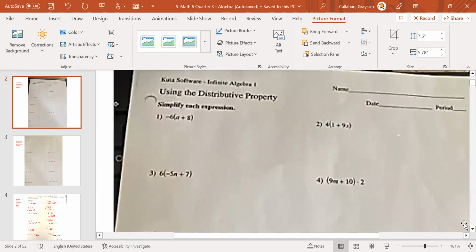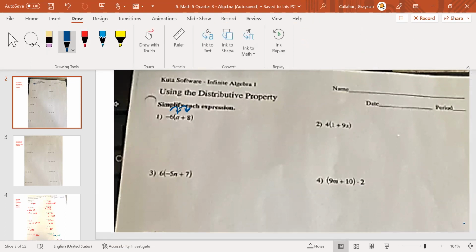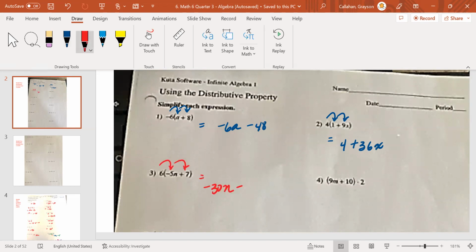All right, so for number 1, I like to call it the rainbow method because essentially what you're doing is just multiplying it in. So you should have negative 6a minus 48. Number 2, you're just simply multiplying that in. So 4 plus 36x. Number 3, very similar, negative 30 in plus 42.